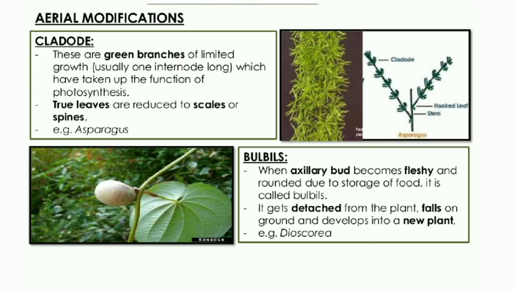And here the true leaves are reduced to scales or spines. Just to reduce the water loss, the leaves are reduced to spines or scales. Example, asparagus, you can see in the diagram.